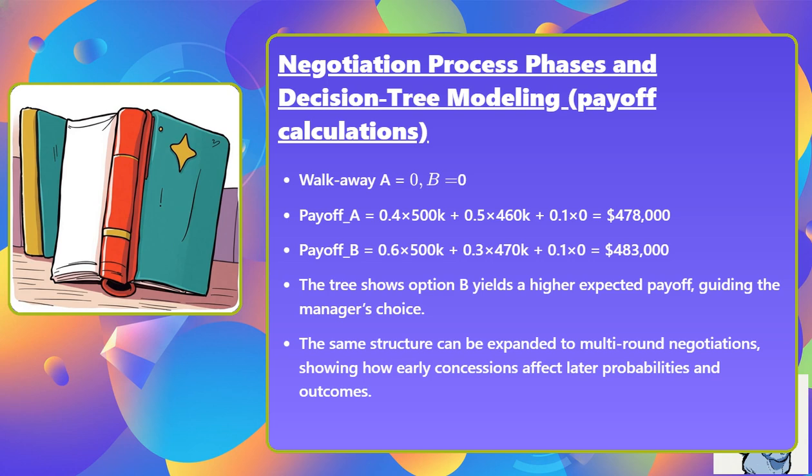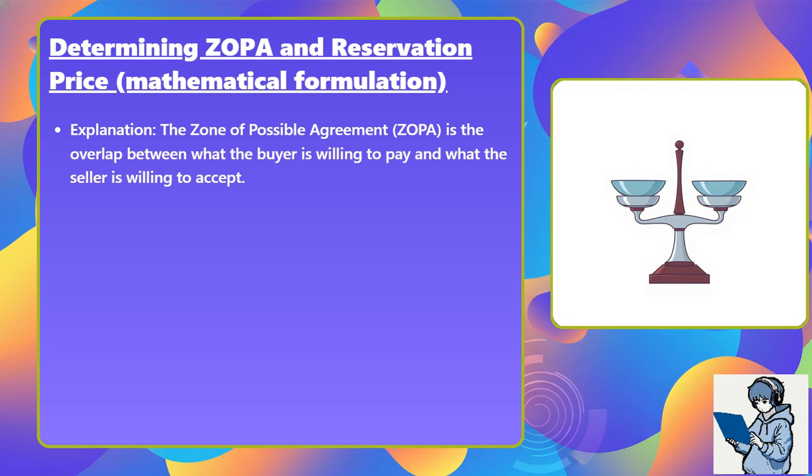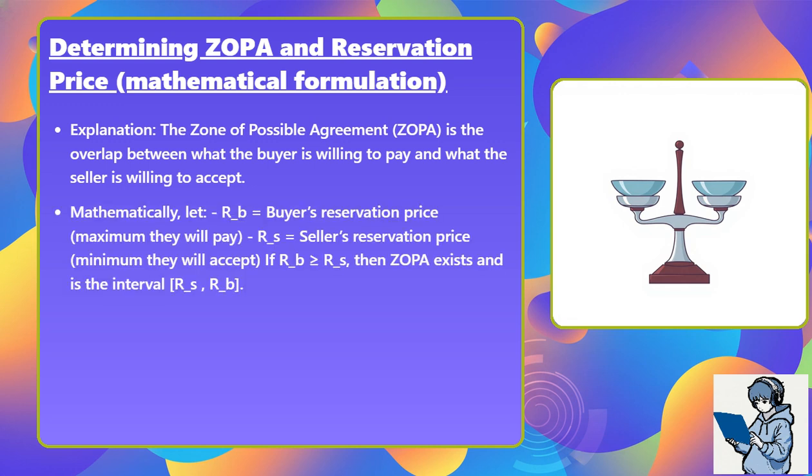The same structure can be expanded to multi-round negotiations, showing how early concessions affect later probabilities and outcomes. The zone of possible agreement, ZOPA, is the overlap between what the buyer is willing to pay and what the seller is willing to accept. R sub B equals the buyer's reservation price, the maximum they will pay. R sub S equals the seller's reservation price, the minimum they will accept. If R sub B is greater than or equal to R sub S, then ZOPA exists and is the interval from R sub S to R sub B.